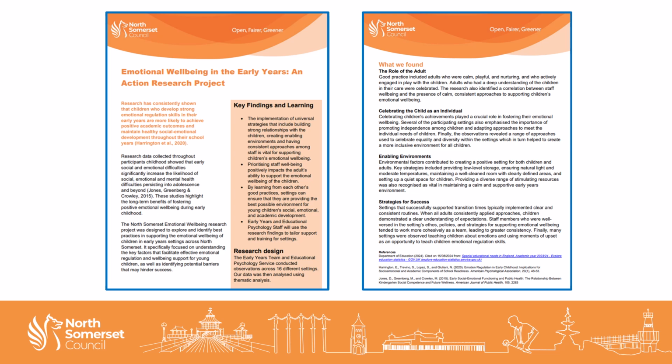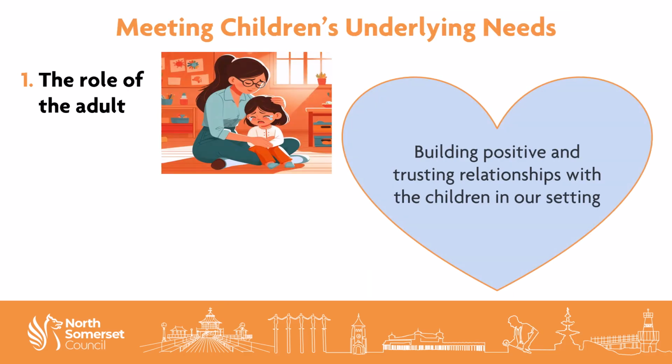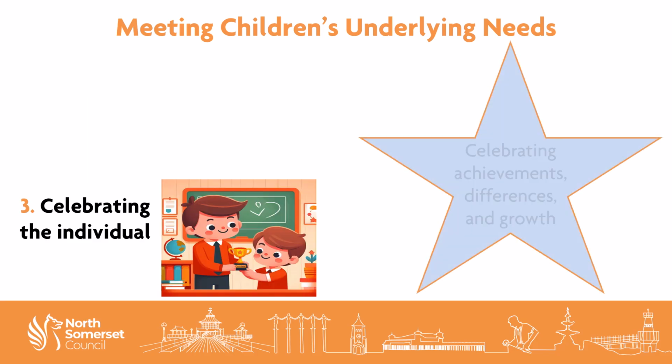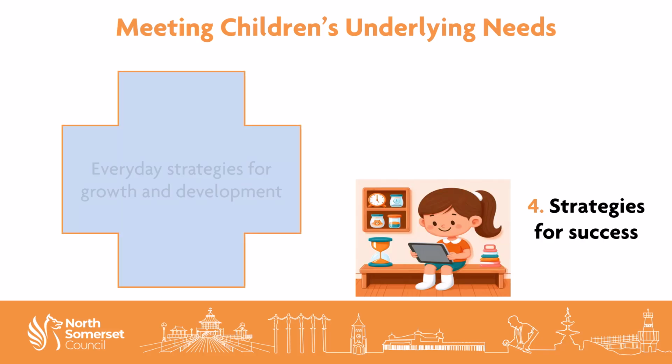And we have examples based around four main themes, which were the themes emerging from the Early Years Emotional Wellbeing Research Project carried out by Dr. Dulcie Gray in North Somerset earlier this year. So the first theme is the role of the adult. This is about how we can build positive and secure relationships with the children in our setting. Then we have the environment. And this is about how we can ensure the physical environment and resources meet children's developmental needs. And next we have celebrating the individual, which is about celebrating achievements, differences, and promoting independence. And finally, we'll look at strategies for success, which is about behaviour support strategies we can build into our everyday routines.